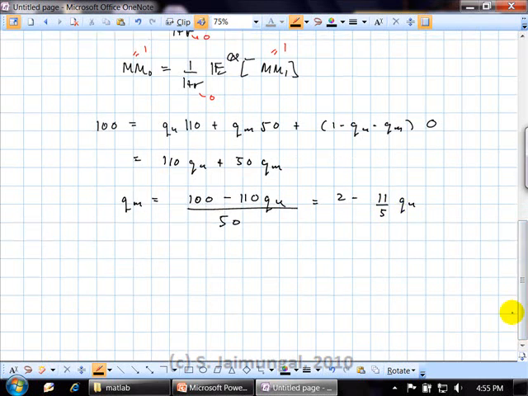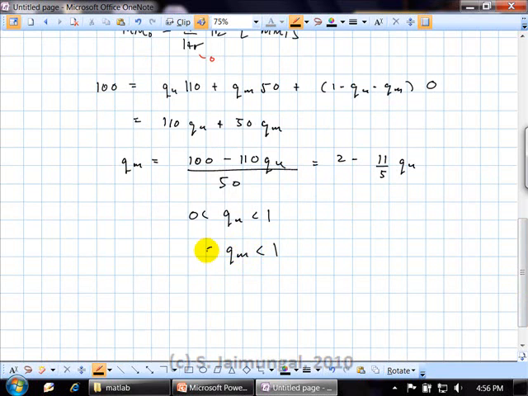Agree? Okay, well, if I want all of the Qs to be between 0 and 1, what is it going to imply about QM? Well, QM is decreasing in QU, so I can find the largest value of QM by looking at the smallest value of QU. You agree? Smallest value of QU is 0, but that would make QM 2. That would be an arbitrage. So, in fact, this lower bound is wrong. This lower bound has to be supplemented by the constraint on QM. So we need to satisfy this constraint as well.